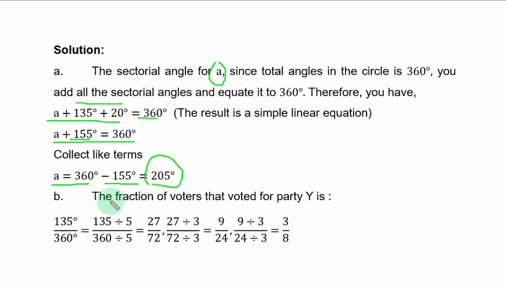205 degrees. B part of the question, the fraction of voters that voted for party Y. Sectorial angle for party Y is 135 degrees over total angles, 360 degrees. You keep on reducing by using a common factor to divide, and you have 3/8 in lowest form.